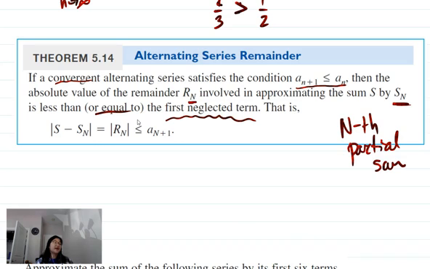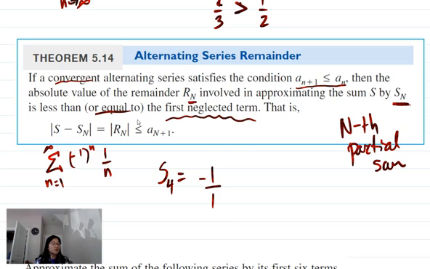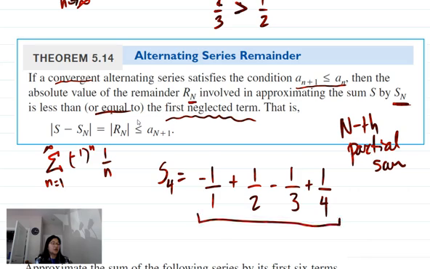So if we're looking at the sum of negative 1 to the n times 1 over n, our harmonic series, and we're looking at, say, the fourth partial sum, S sub 4, starting at 1 to infinity, then we get negative 1 over 1 plus 1 over 2 minus 1 over 3 plus 1 over 4. So this is our fourth partial sum.